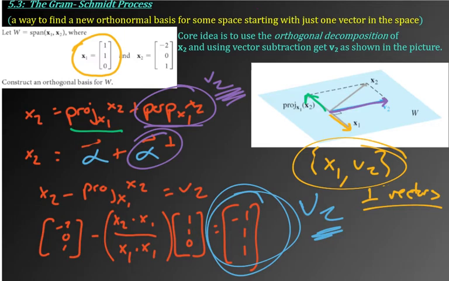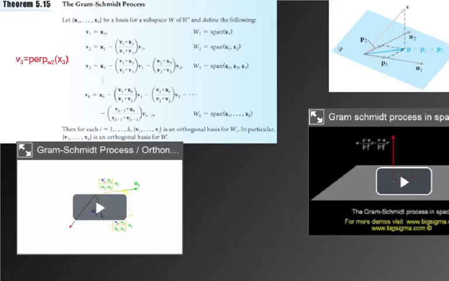This is really all we're going to be doing, and I'm going to show you it in general in the next slide, but just keep this in mind. If you extend to higher dimensions, you can just keep doing this projection idea and this vector subtraction, and you would get perpendicular vectors. So this is it. In a fully general format, this is the Gram-Schmidt process.